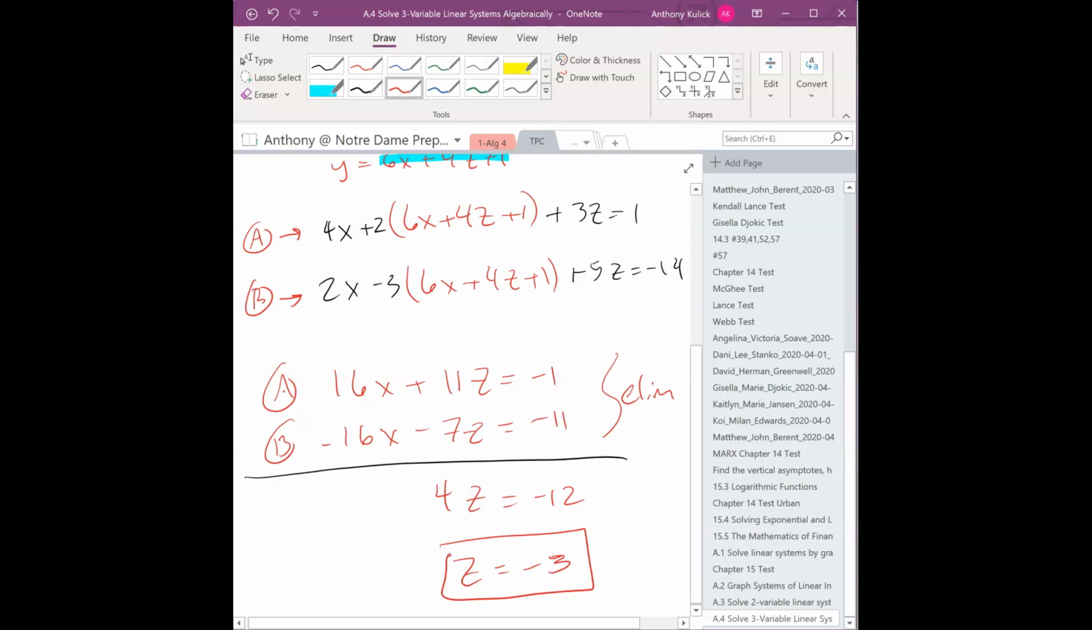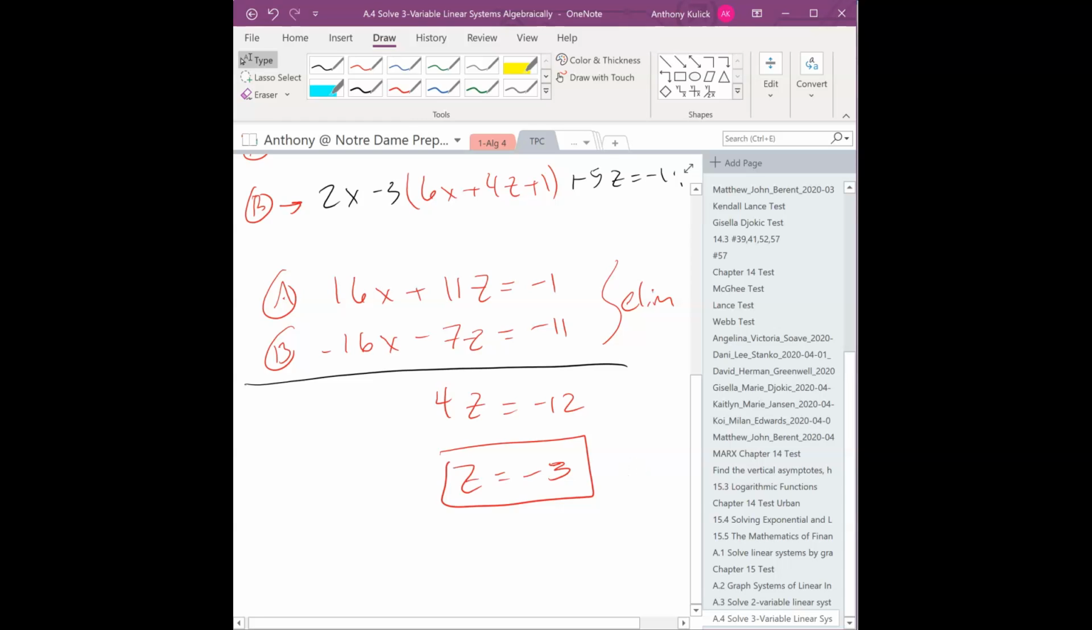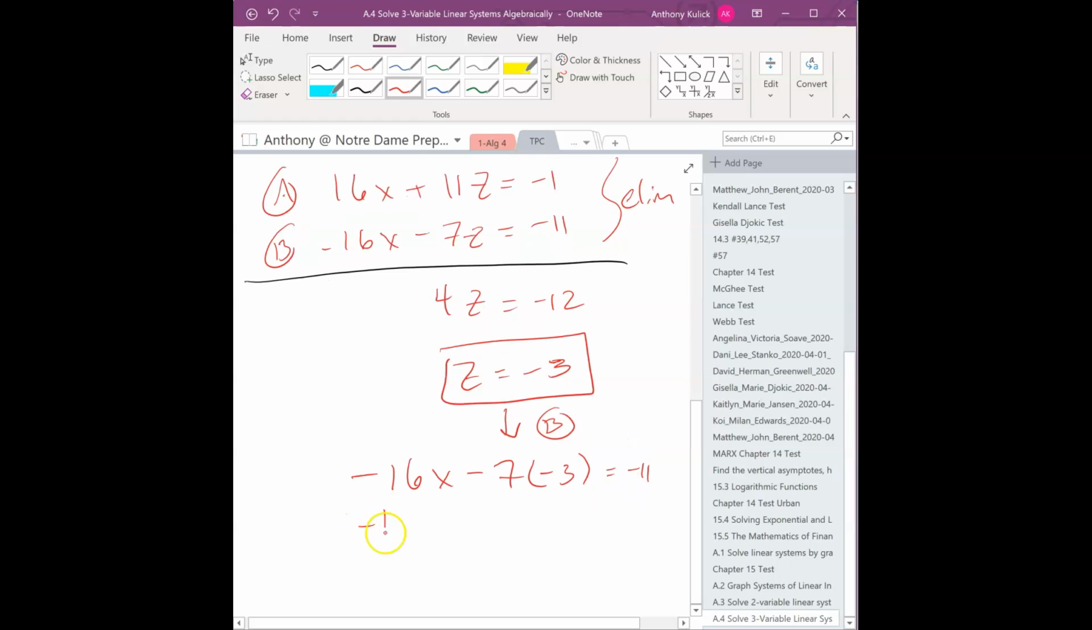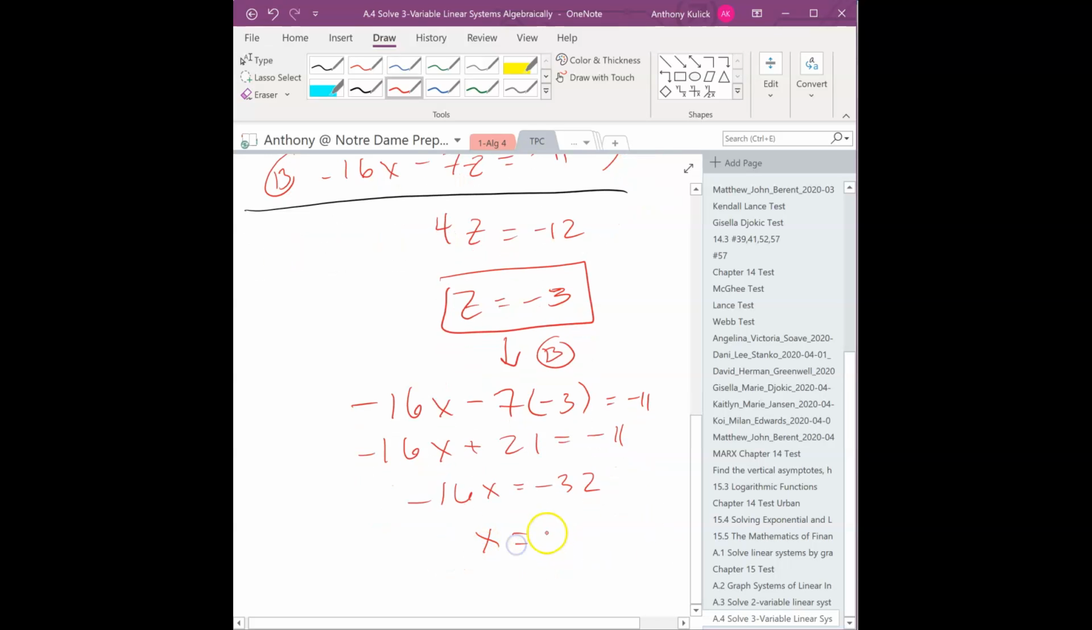So, next thing I need to do is go back one step and plug this answer into either equation A or B. It doesn't matter which one. Let's say I plug this into equation B. So I have negative 16x minus 7 times negative 3 equals negative 11. So negative 16x plus 21 equals negative 11. So negative 16x equals negative 32. When I divide both sides by negative 16, I get 2.